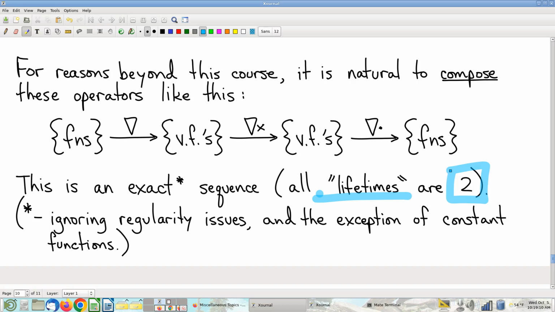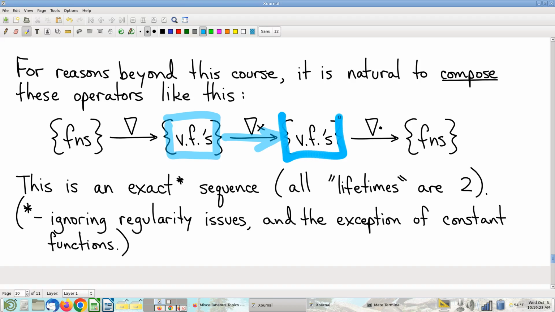Now, let me tell you what I mean by a lifetime. If you have a vector field, and then you take the curl of it, that gives you another vector field. I'm going to view this as being the passage of 1 unit of time. So think of each step along the way as being 1 unit of time. It's just a metaphor.